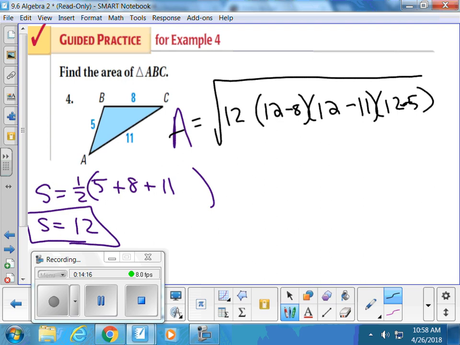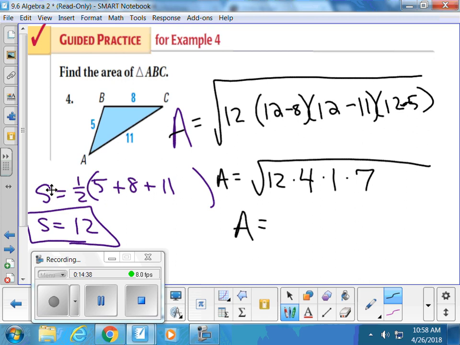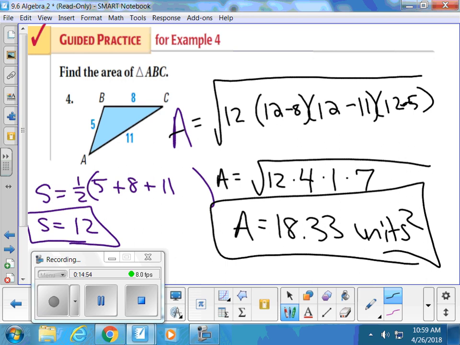Now, do you think we should type this in all at one time? Probably not. There'd be like too many parentheses within parentheses within parentheses. So I would just actually use my brain to help me out with the baby steps. What's 12 minus 8? What's 12 minus 11? 1. What's 12 minus 5? And now you can maybe type this all at one time. 7, 20, 28 times 12. So the square root of 28 times 12, says Andrew. 18.33. And that's the area, so we go with units squared. I'm not mad at all, right?